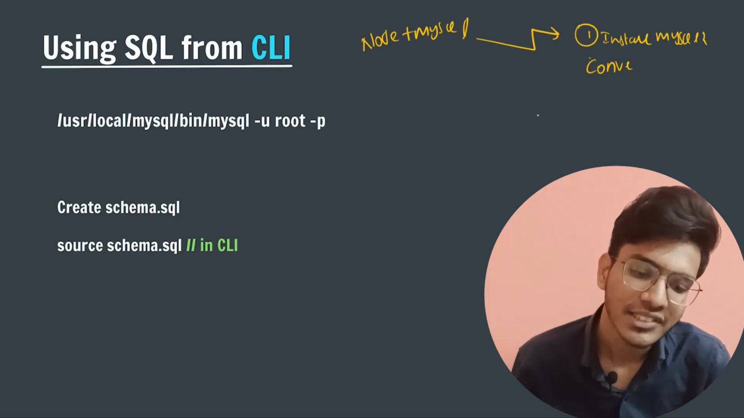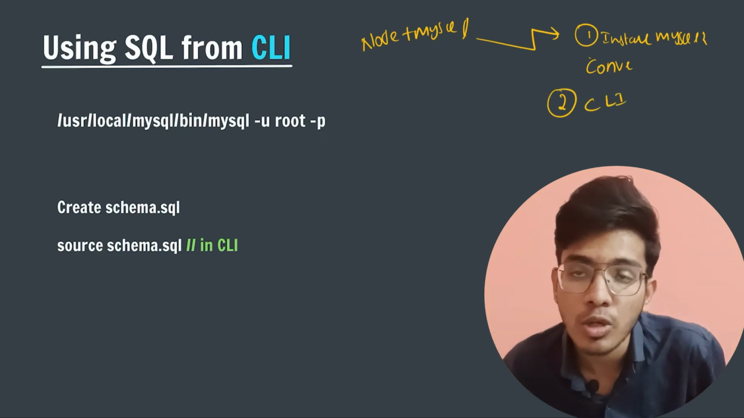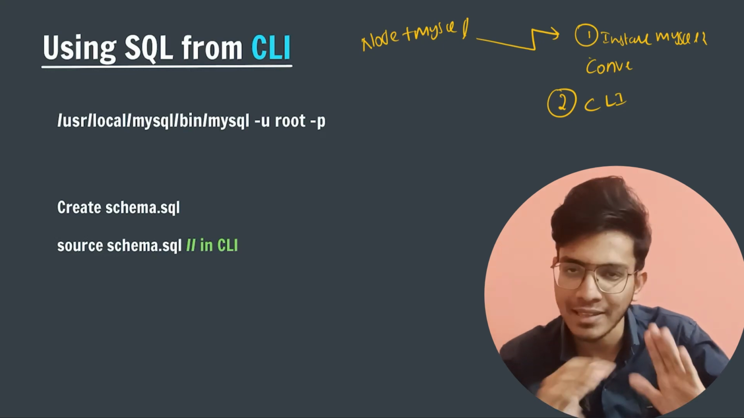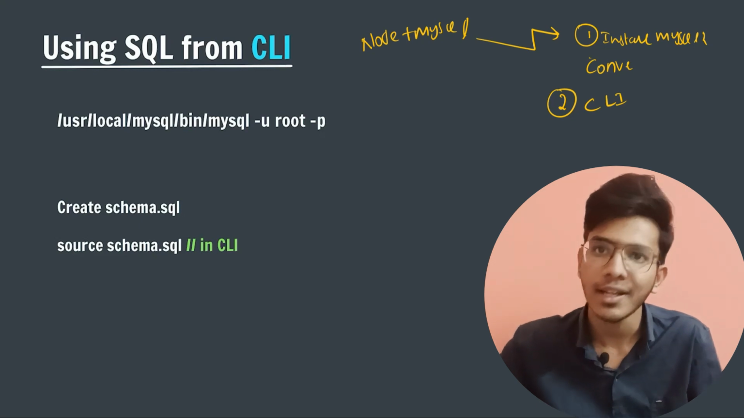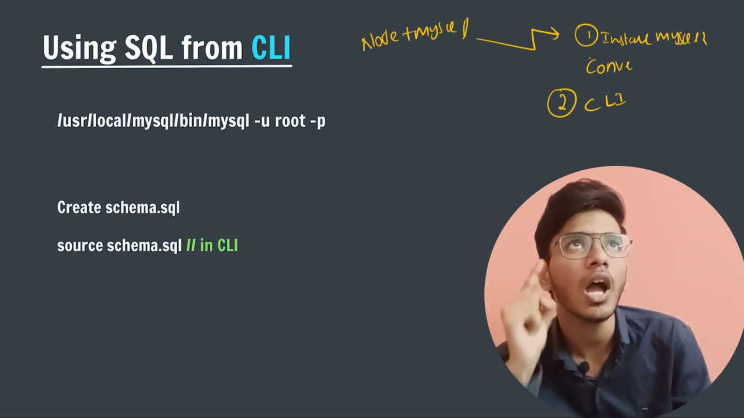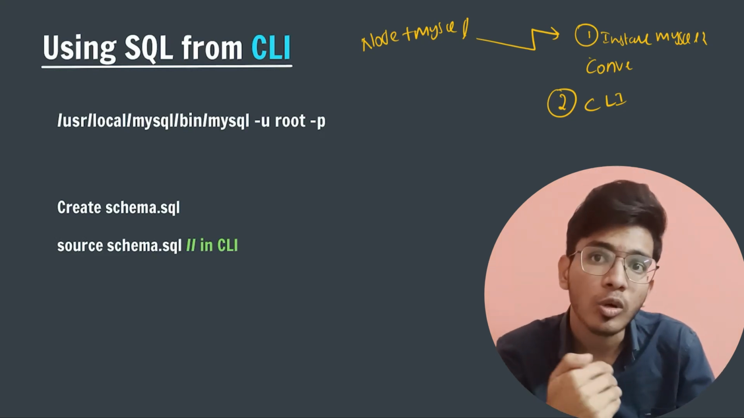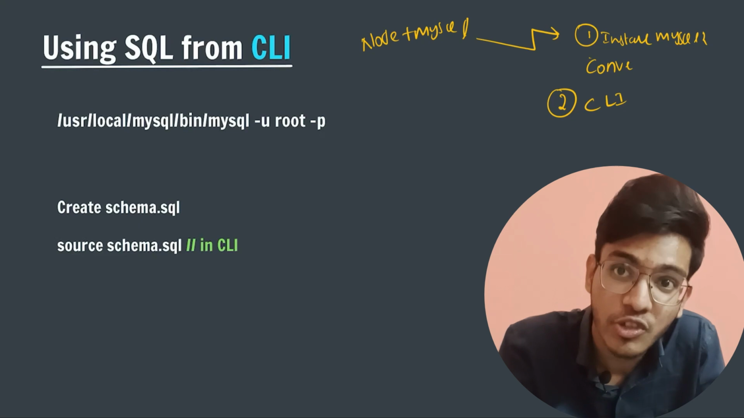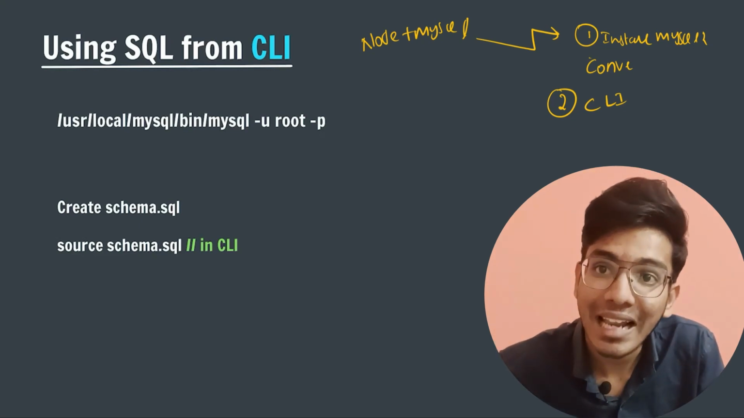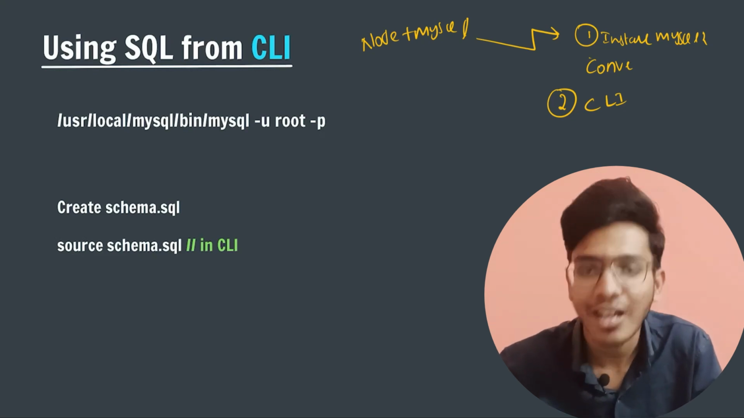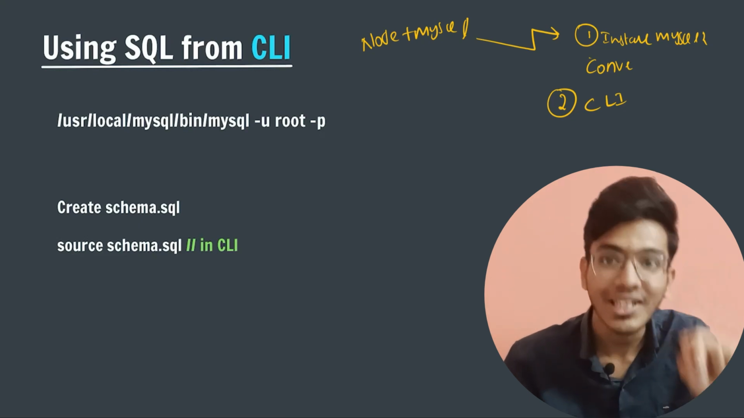This is one method. The second method is the CLI method. What this CLI method does is that in the command prompt, in the terminal itself, we can run our SQL. I will show you how to do it. If you remember, when we studied Node.js, what is Node? Node is a runtime environment where we can run our JavaScript. Like that, using a CLI, command line interface, we can run our MySQL application. This is the second method.